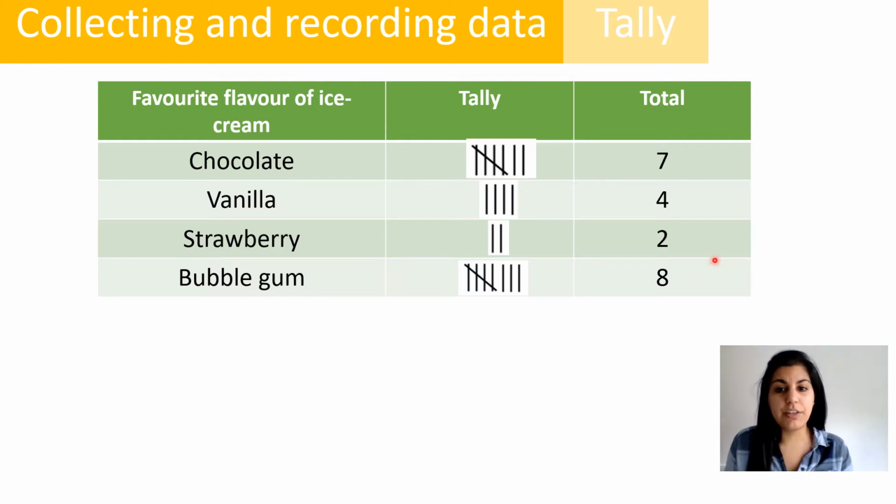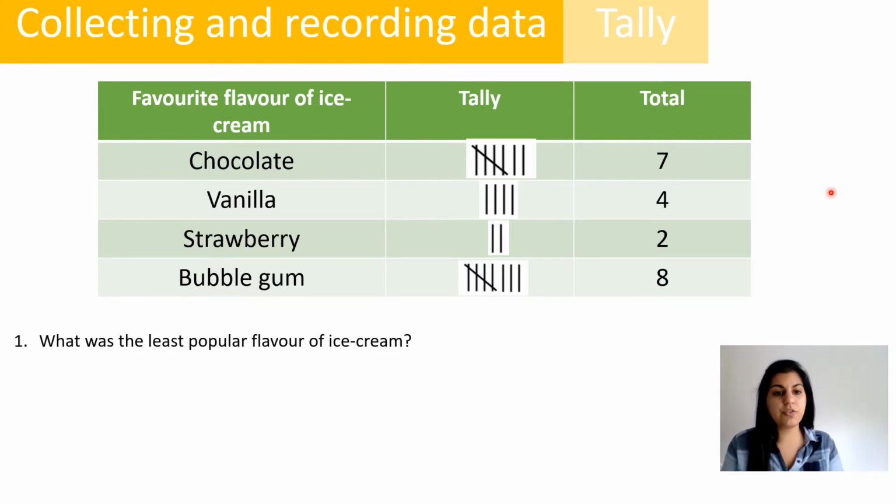Now that I've got my tally chart, we're going to see if we can answer a few questions about it. So my first question is, what was the least popular flavour of ice cream? Do you want to say it to your computer screen? Well done, it is strawberry, because only 2 people liked strawberry ice cream. Let's have a look at our next question.